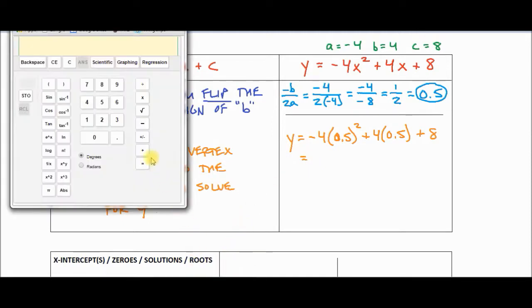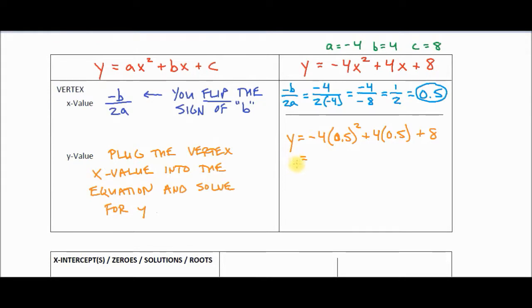Let's do that. So we've got negative 4, and then parenthesis, 0.5, close parenthesis. We're going to square that. Then we're going to add 4 times 0.5, close parenthesis, and then we're going to add 8. Press equals, and we have positive 9. So our y value is equal to 9. That is the y value of our vertex.